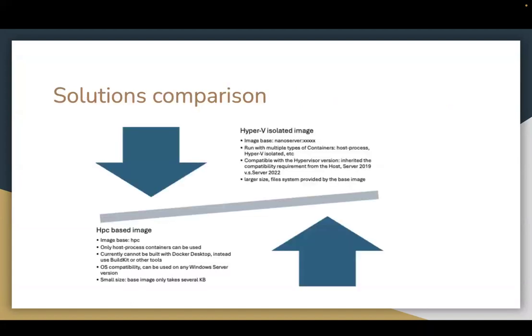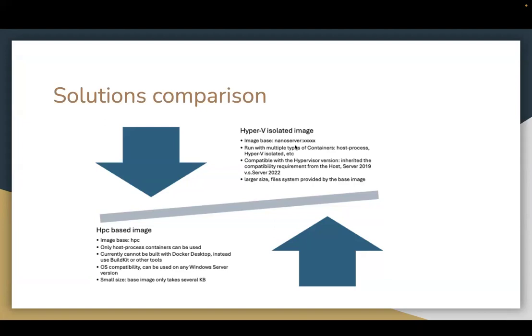So back to the comparison of the two solution options. If we use the Hyper-V isolated image, it means that we must use the image base with Nano Server plus some versions. So for example, for 2019, we may use Nano Server 1809, but when we come to Server 2022, we need to modify the Nano Server tag to LTSC 2022.